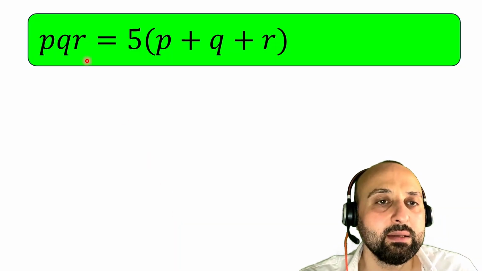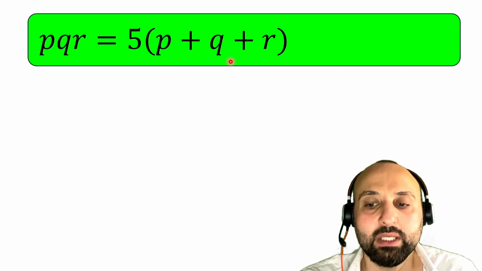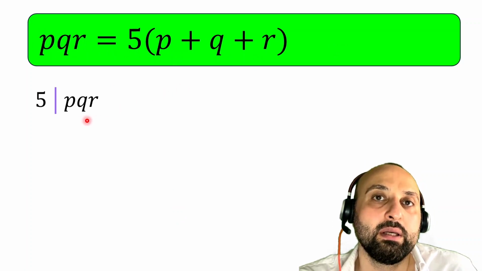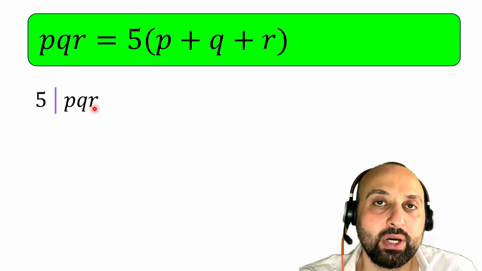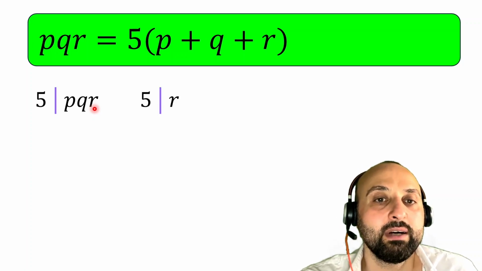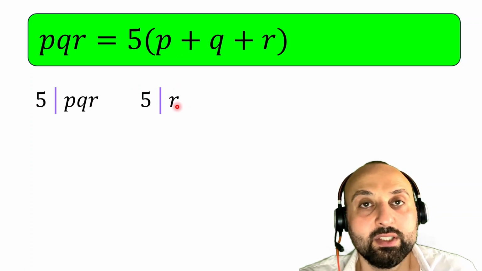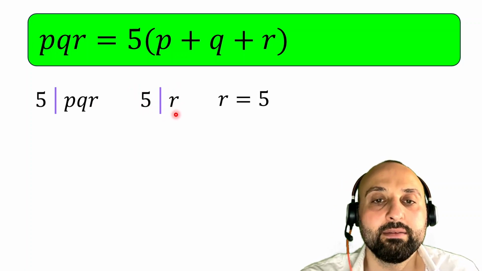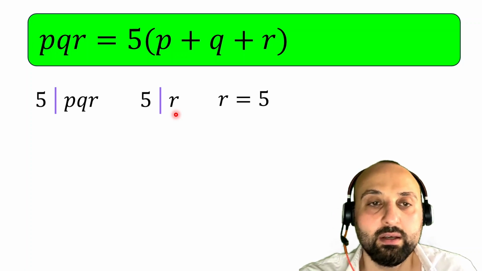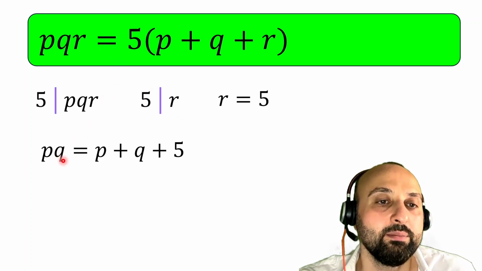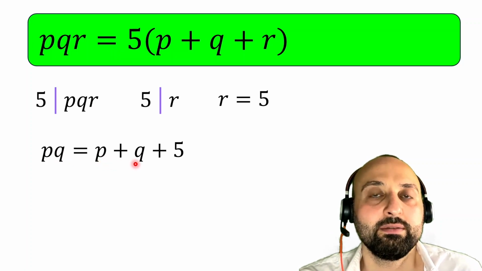Because we know that pqr is equal to 5 times something, that means 5 divides p times q times r. And because these numbers are prime, 5 has to divide one of them. Let's say 5 divides r. This is prime and 5 divides it, therefore that number has to be equal to 5. So r is equal to 5. We can put it in the main equation and simplify. We get p times q is equal to p plus q plus 5.